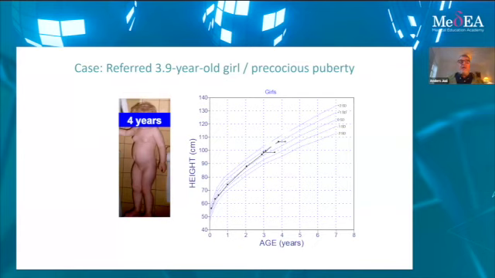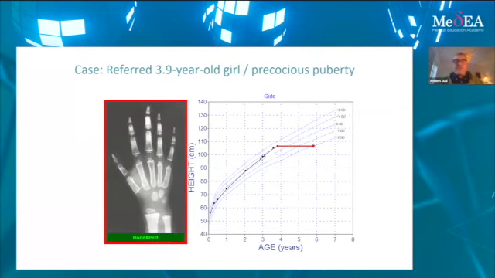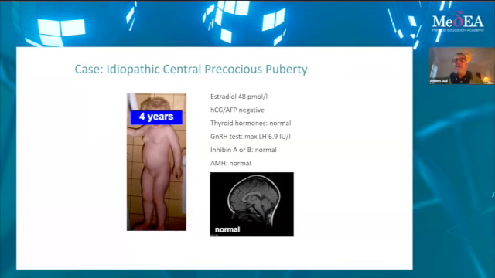So I will start with a case that is probably familiar to most of you. This is a around 4-year-old girl referred to us for precocious puberty, and you can see that she has clearly breast development, very tender and sore breast development, but no pubic hair. You can see on her growth chart that she has growth acceleration in the last year. And upon an X-ray of the left hand, you can see that she has an advanced bone age corresponding to older biological age.